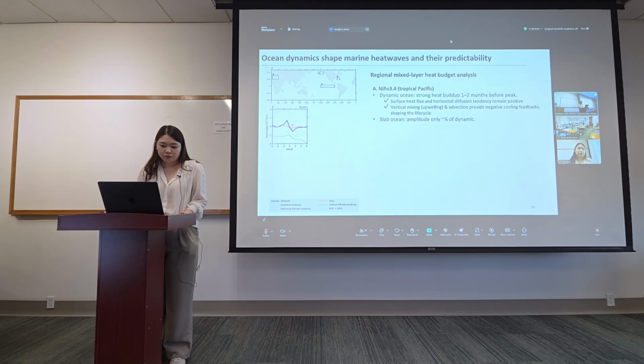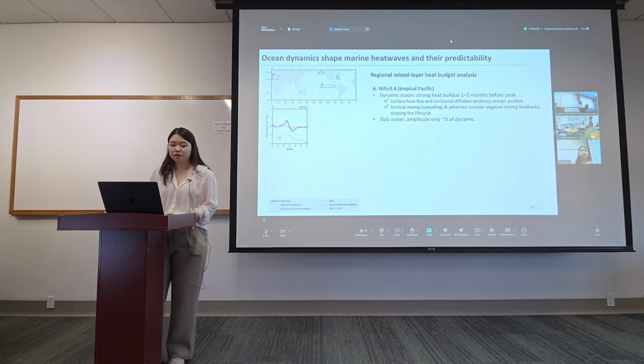First, look at the Niño 3-4 region. In this region, the blue line is the temperature tendency of the dynamic ocean, and the red line is the temperature tendency of the slab ocean. And we have another 3-4 dotted lines. All of these are the 4 different terms of the heat budget in the dynamic ocean.